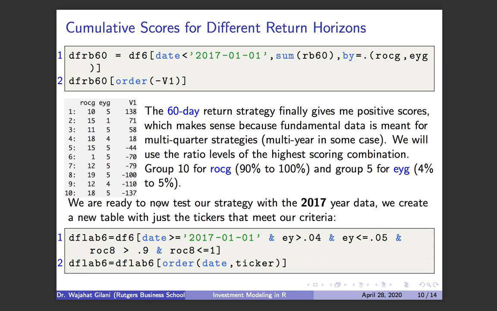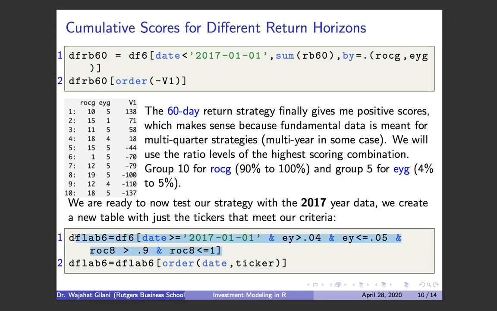My trading strategy is going to be very simple now, guys. I'm basically going to look, starting the 1st of 2017, for scenarios where my earnings yield is greater than 0.4 and less than or equal to 5%, within that range, and an ROC8 score that's greater than 90% and less than 100%. Anytime chronologically in the year 2017 I find stocks with those scores, I'm going to buy them. And when I buy them, I hold those bad boys for 60 days, and then I rebalance my portfolio. That's basically how I'm going to do my strategy.